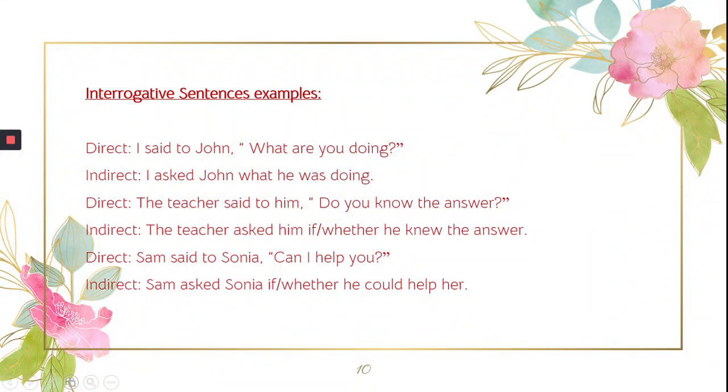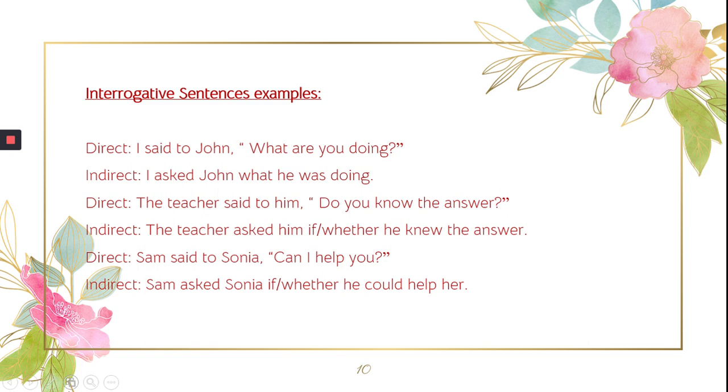Now let us observe a few examples of interrogative sentences. The first example is, I said to John, what are you doing? In this sentence, the question is starting with a WH word, that is what. So, the indirect will be, I asked John what he was doing.